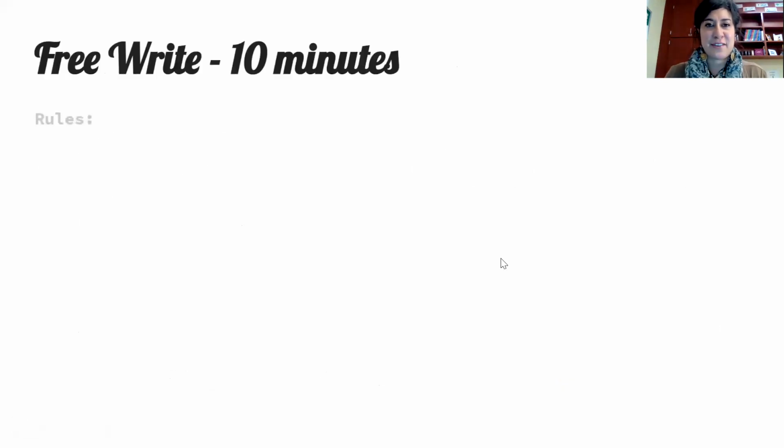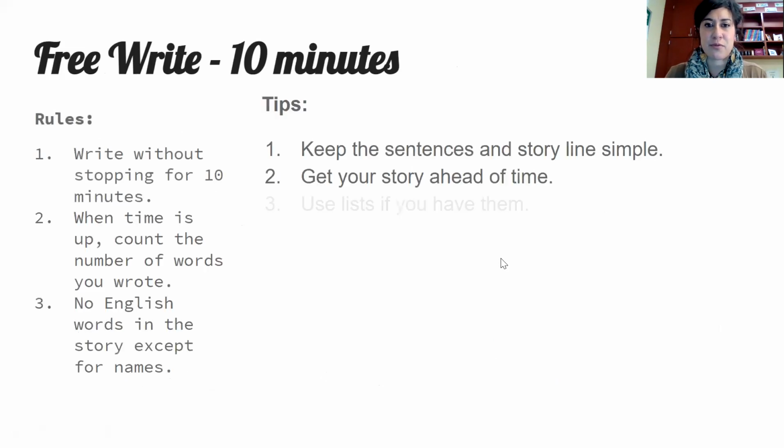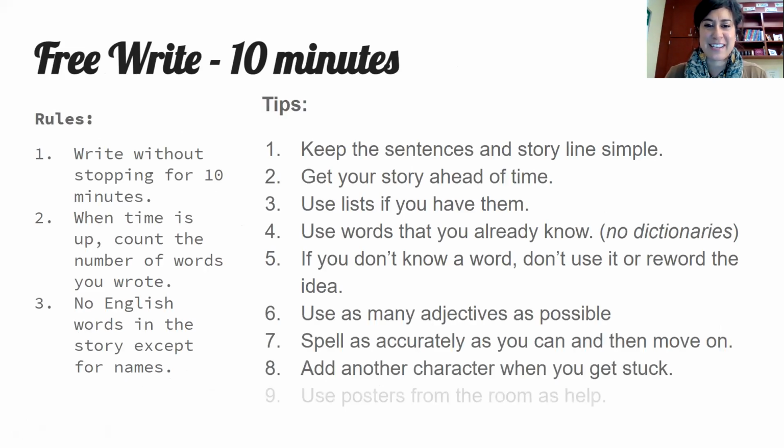Okay, so quick recap on the rules. I'll have them all up here on the screen. You're going to write without stopping. You will count the number of words at the end. No English in the story except for names. So names of people, places, objects. Keep the sentences still simple, even though this is unit 2, it's still right at the beginning of French 1, still very basic. Start thinking about your story ahead of time.